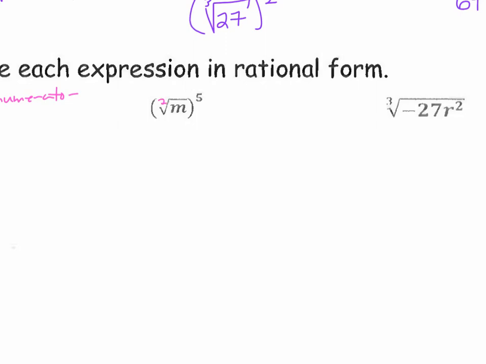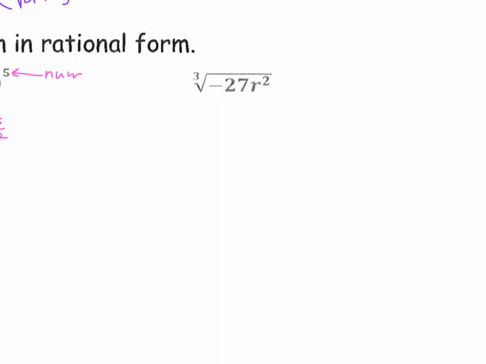M is the radicand, so when we convert it to rational form, m is the base. 5 is in the numerator. 2 would then be the denominator. That means m would be raised to the 5/2 power. That's its rational exponent. The last one's kind of tricky, so let's take a look. Cubed root of negative 27 r squared. And what makes this one a little bit of a challenge is the fact that the squared isn't with the 27, it's just with the r.